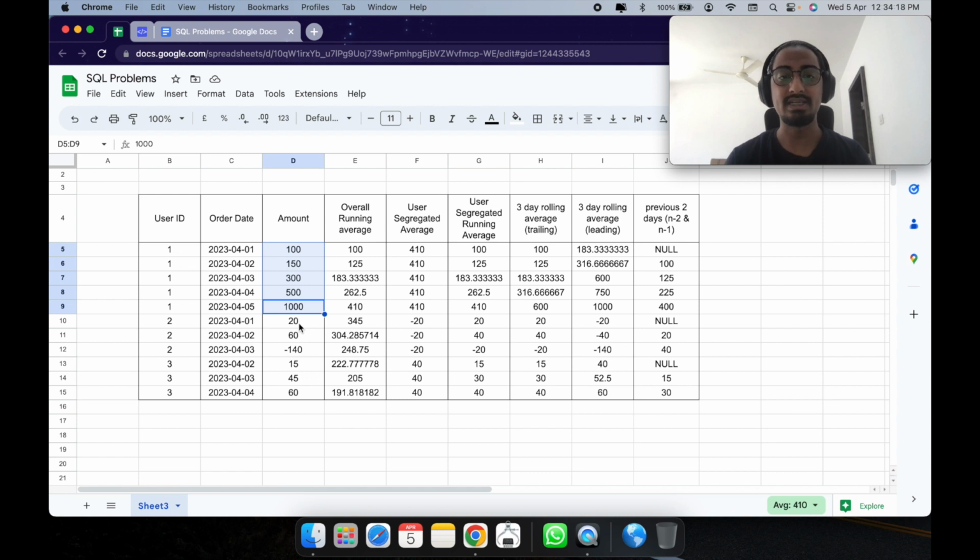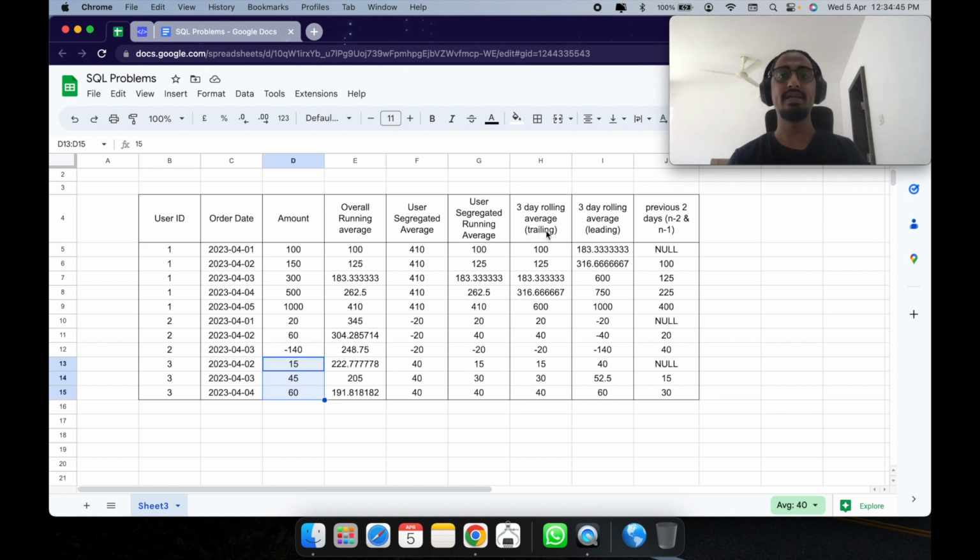For user ID 2, it starts from the beginning. For row number 10, it's 20. Here it's 40 because it's the average of 60 and 20. Here it's minus 20 because it's the average of minus 140, 60 and 20. Similarly for user ID 3, it repeats: 15, then 30 here, and 40. So this is the user segregated running average.